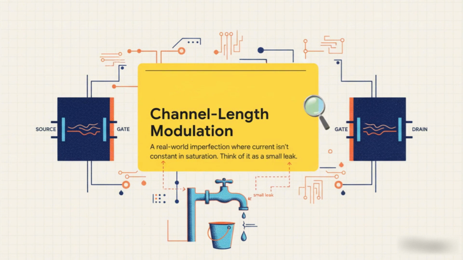Of course, the real world is never quite that perfect. We said the current in saturation is constant, but, well, that's not entirely true. There's a real-world effect called channel length modulation, which basically means the current actually creeps up just a little bit as the drain voltage increases. So, sticking with our analogy, you can think of it as a tiny little leak in our faucet system. It's one of those small imperfections engineers always have to keep in mind, especially for super precise amplifiers.